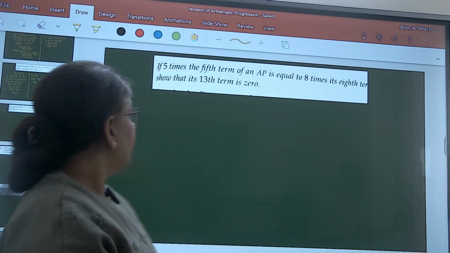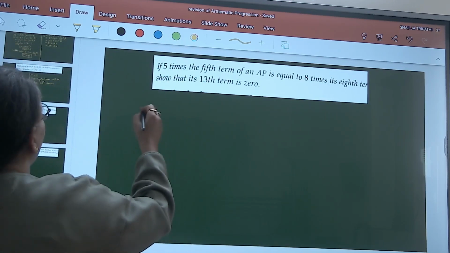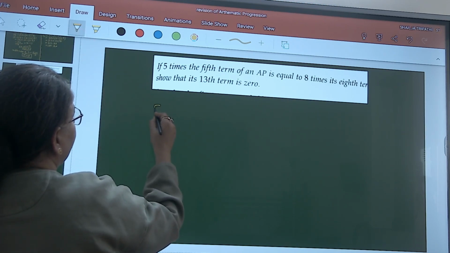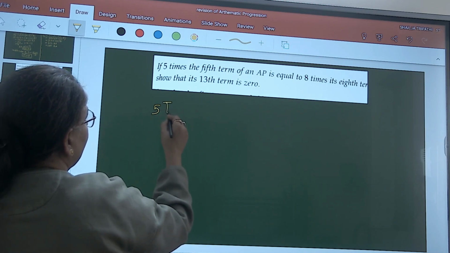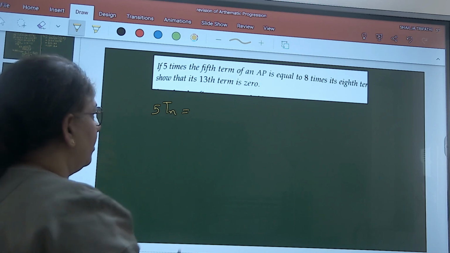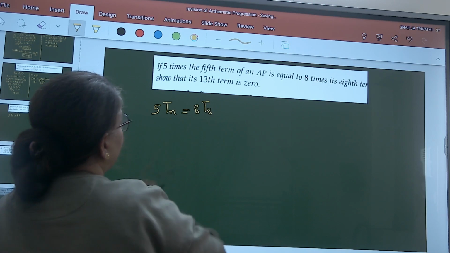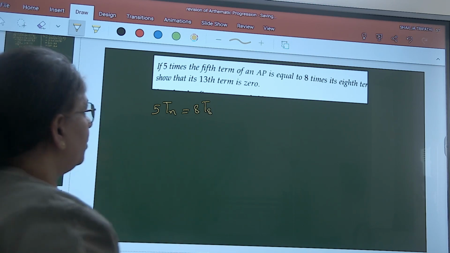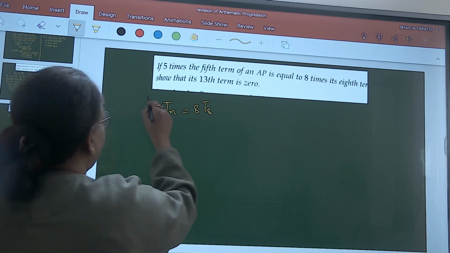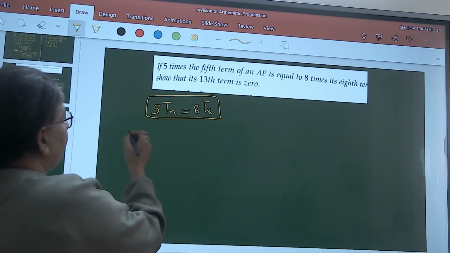See, the question says, if 5 times the 5th term of an AP is equal to 8 times the 8th term, that is T8, then we have to show that T13 is 0. So first we'll find this equation or this relationship. We'll solve this, and let's see what we get.